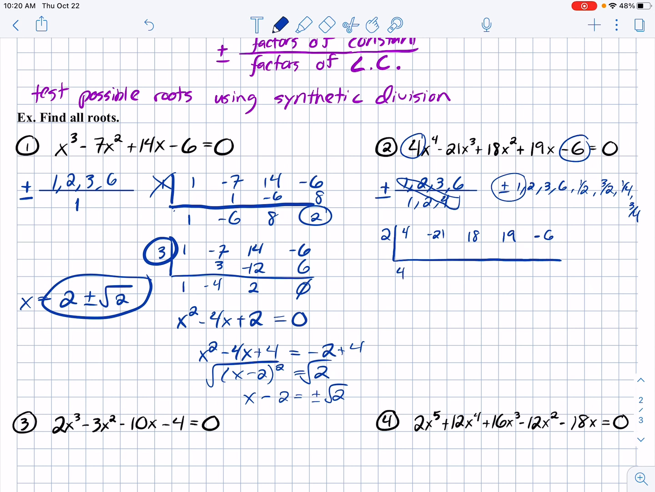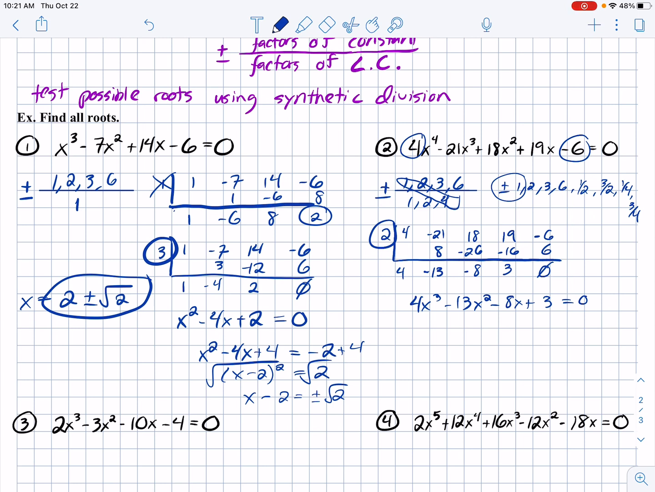Add down, multiply across. -13, -26, get -8, -16, 3, 6. There's a remainder of 0. We are left with 4x cubed minus 13x squared minus 8x plus 3. Set it equal to 0. We have one root that works. We need to keep going. There's some more real roots here.